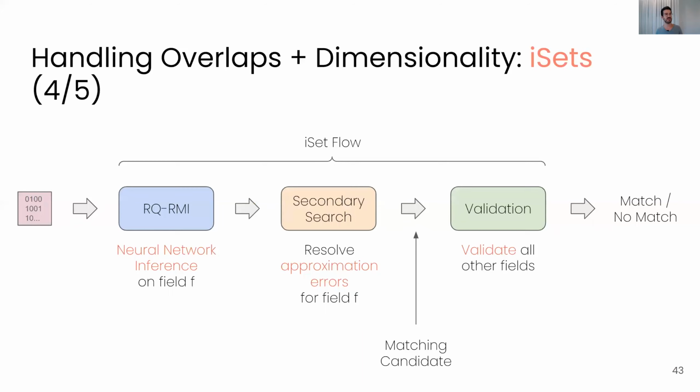This raises an interesting observation. Adding more fields to the classifier will only affect the performance of the validation phase. It means that the throughput differences between classifiers with 5 fields or 10 fields is practically 5 more comparison operations per I-set.